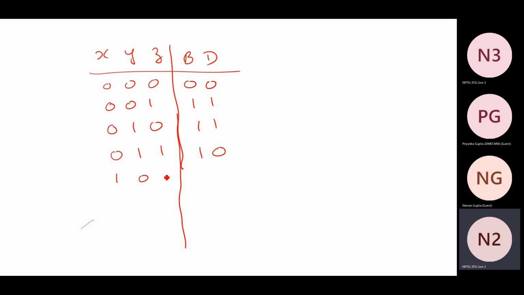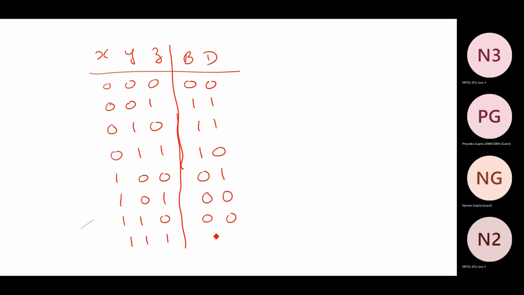1, 0, 0. Difference is 1, borrow is 0. 1, 0, 1. 1 minus 0, difference is 0. Borrow is also 0. 1 1 0 is also the same case. 1 1 1, we require a borrow because 1 minus 1 becomes 0. To perform 0 minus 1 we require a borrow and difference is also 1.